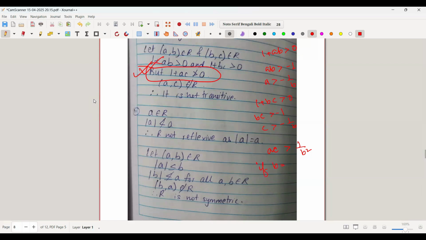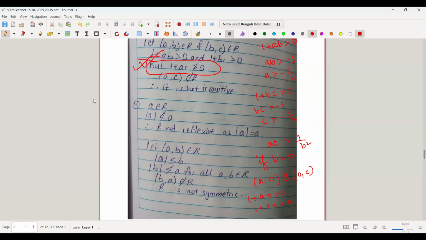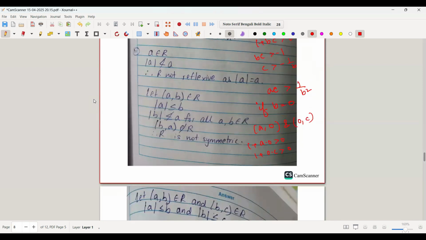If B equal to 0, we are taking two cases, that means A comma 0 and 0 comma C. So this means A into 0, which is greater than 0, and again 0 into C, which is greater than 0. So in both cases these two are satisfying, and 1 plus AC is greater than 0. No. If C is negative and less than 0, then it will not satisfy.